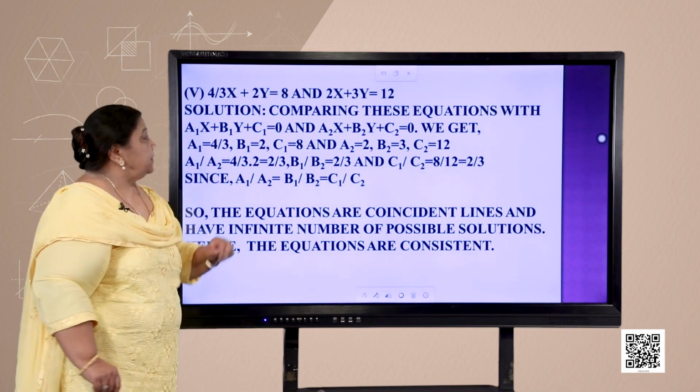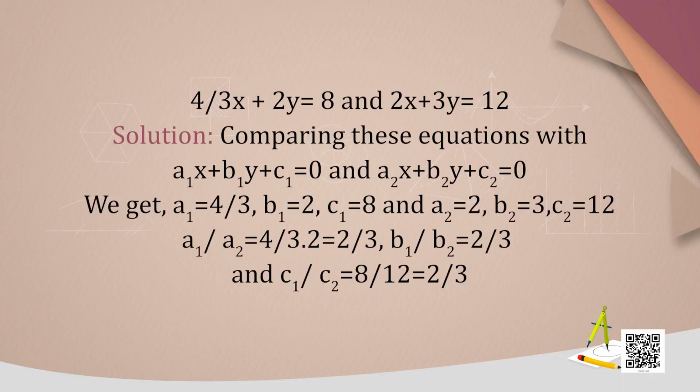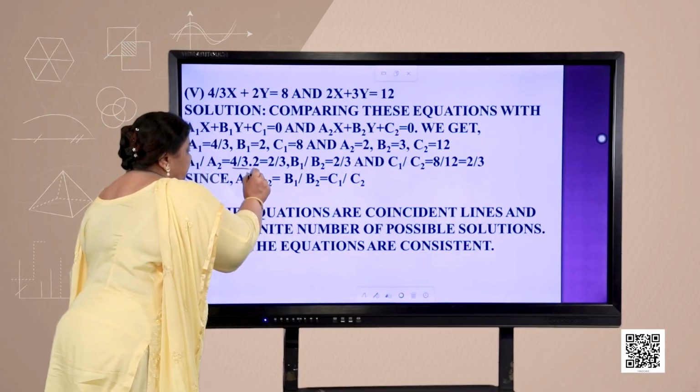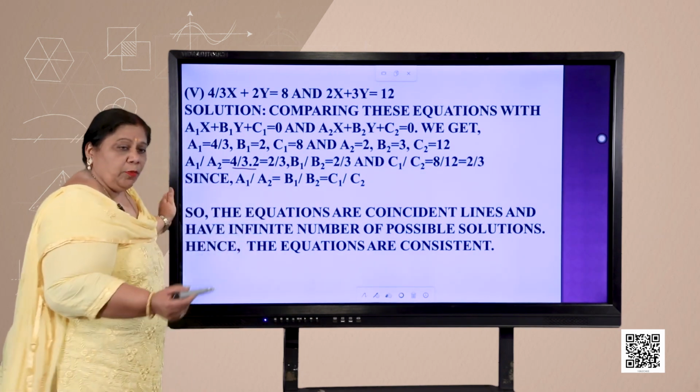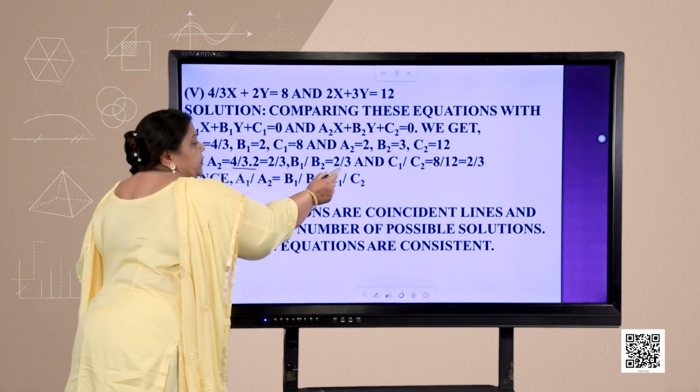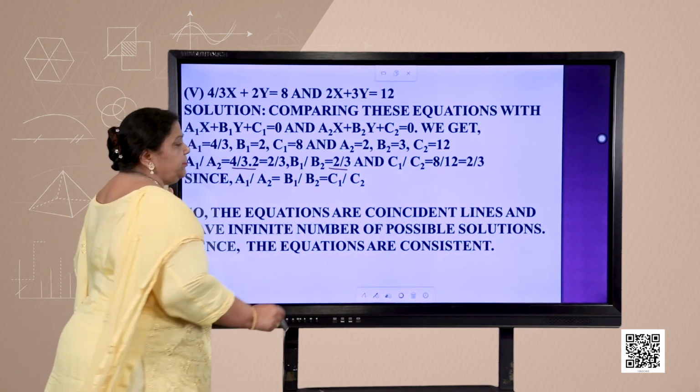4 upon 3 x plus 2y is equal to 8 and 2x plus 3y is equal to 12. On comparing these equations with the general equations, we have a1 is equal to 4 upon 3, b1 is equal to 2, c1 is equal to minus 8 and a2 is equal to 2, b2 is equal to 3 and c2 is equal to minus 12. When we take the ratios, we get 4 upon 3 into 2, that is equal to 2 upon 3, and b1 upon b2 is 2 upon 3, and what about c1 upon c2?